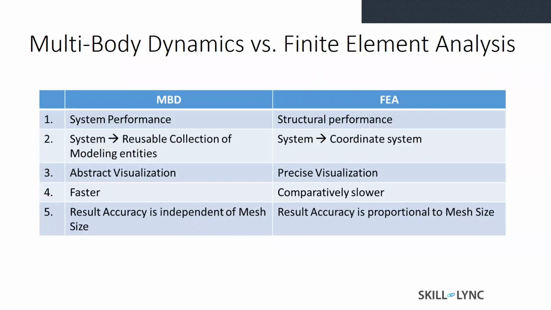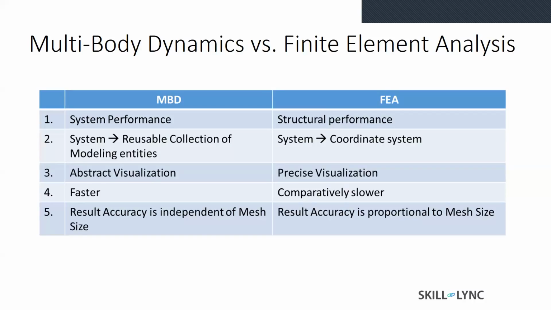And the MBD simulations are faster when compared to the FEA results, because in my company now I'm running an optimization which has been running for like 200 hours and still it has not converged. So they can be really slow because of the extent of precision. So FEA results will be slower when compared to the MBD results.